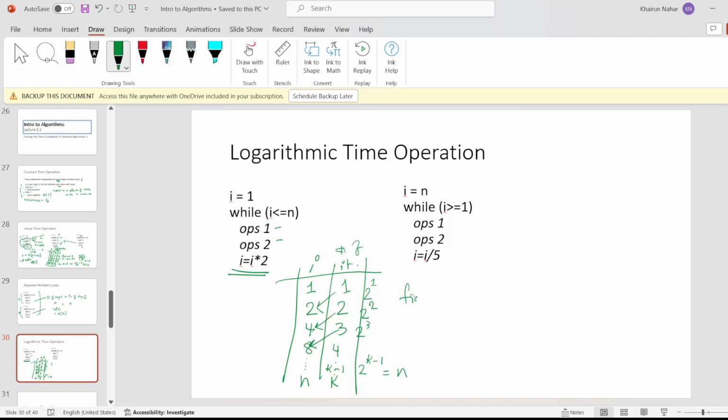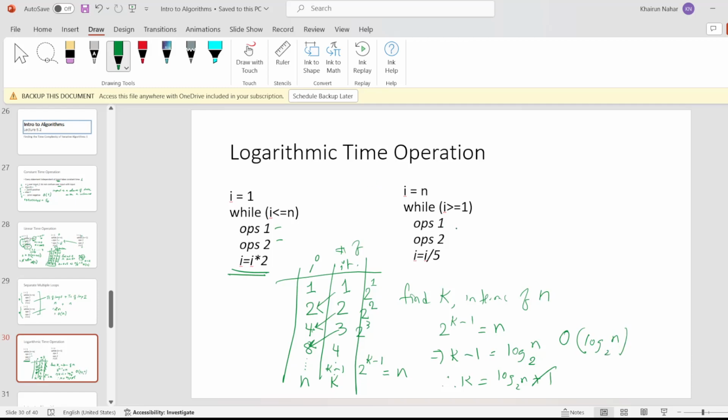We have to find k in terms of n. So we have 2 powered k minus 1 equals n over here. So k minus 1 equals log base 2 of n. Therefore, k equals log base 2 of n plus 1. And in order to find the time complexity, we ignore the constant, so we can ignore plus 1. So we can say that it is big O of log base 2 of n.